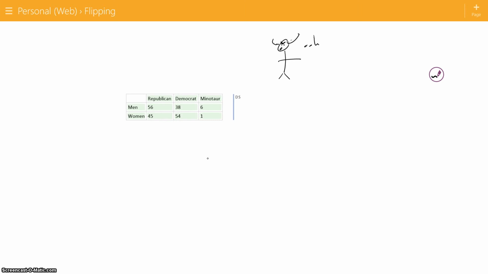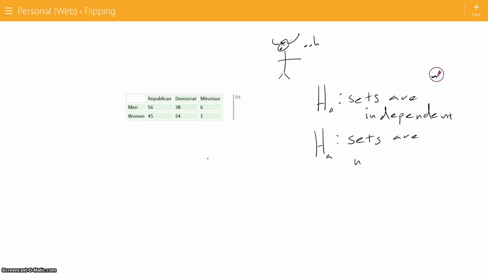All right. So this is another hypothesis testing situation. We are going to have H naught and HA for our null and our alternative hypothesis. H naught is your null hypothesis, that the sets are independent. They have nothing really to do with each other. And then our alternative hypothesis is just to say that these sets are not independent.